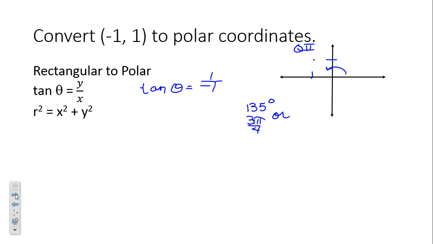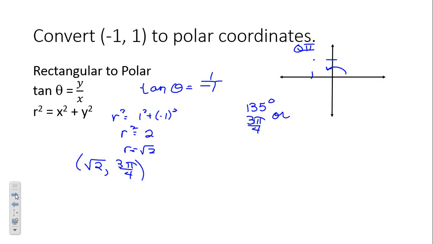And now we have to find r. So r squared is x squared plus y squared, right? So 1 plus -1 squared, we're going to get 2. So what's r? Square root of 2. So our polar coordinate is square root of 2, comma, 135 or 3 pi over 4. Degrees and radians both work.